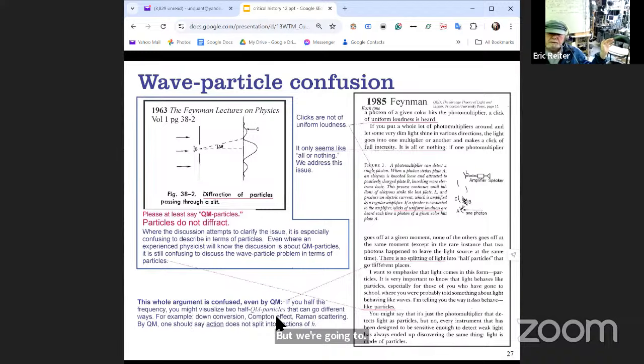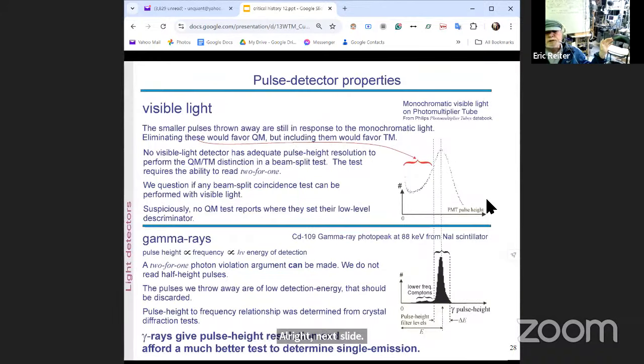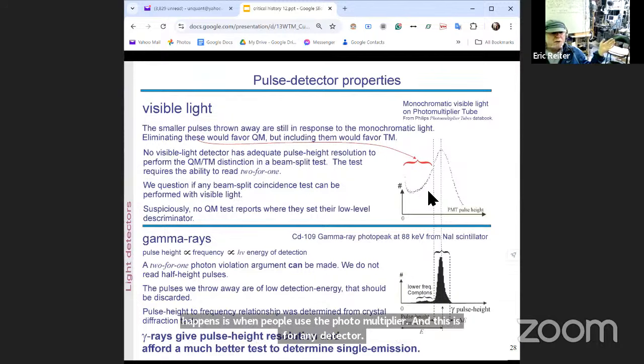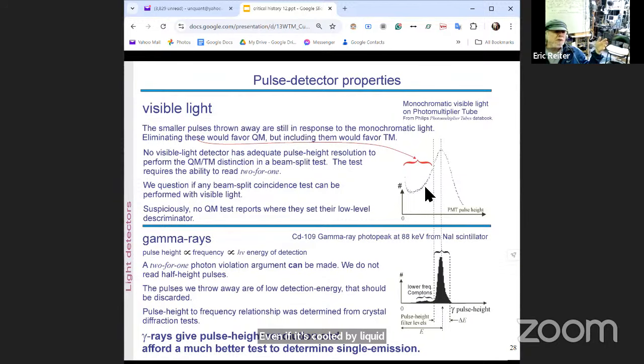All right, next slide. Here's the distribution of pulse heights from a photomultiplier tube from monochromatic light. And I've done this test, and so it's in the photomultiplier data book. What happens when people use the photomultiplier, and this is for any detector, even if it's cooled by liquid nitrogen or avalanche photodiodes, whatever, they all have this wide distribution of pulse height. On the horizontal, it's pulse height.